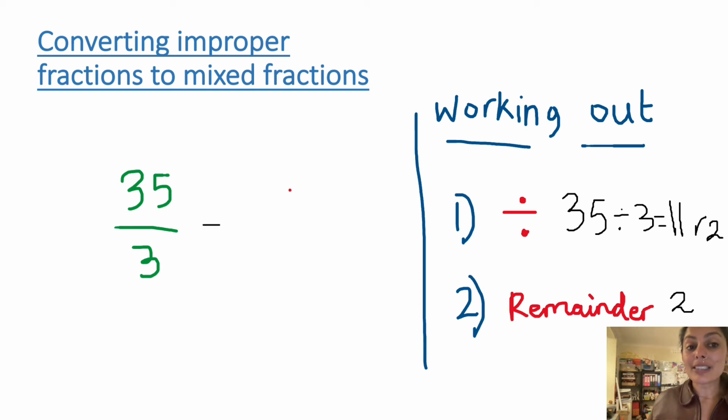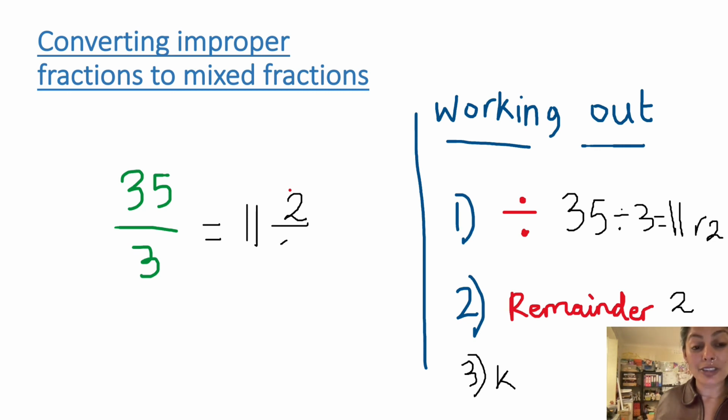And now this is going to help me write out my new mixed fraction. And my third step is you always keep the denominator. So this 3 is going to help me. So 35 divided by 3 was 11. That's my whole number. Now, remember my mixed fraction, so I need a fraction here, don't I? So 2 is going to be my new numerator, and I'm going to keep my denominator, which is the 3, and that's going to go here.